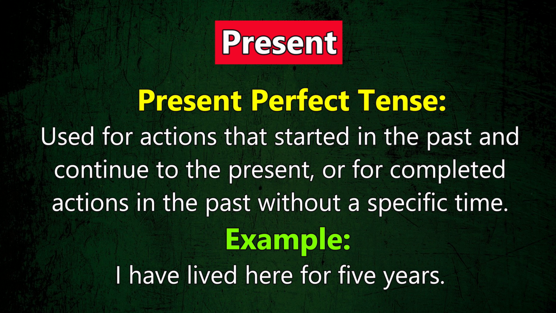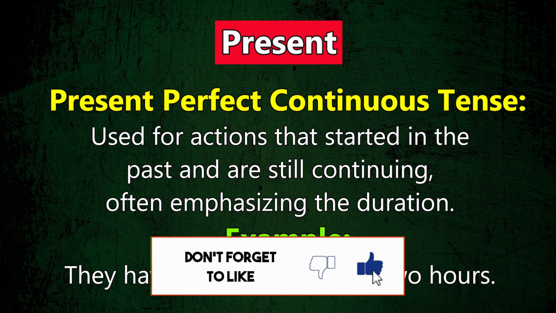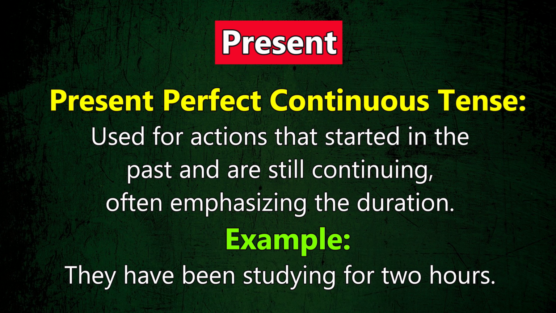Present perfect tense. Used for actions that started in the past and continue to the present, or for completed actions in the past without a specific time. Example: I have lived here for 5 years. Present perfect continuous tense. Used for actions that started in the past and are still continuing, often emphasizing the duration. Example: They have been studying for 2 hours.